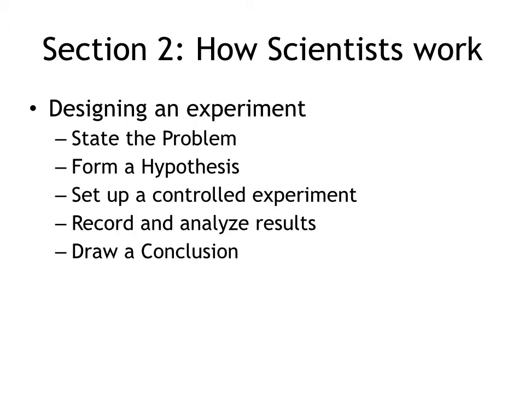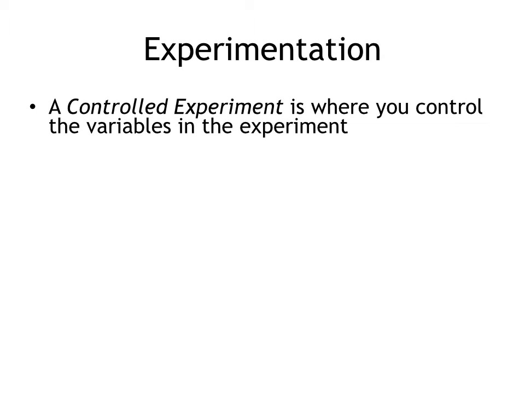Now, scientists are going to design an experiment. They're going to first state the problem, second, form a hypothesis, third, set up a controlled experiment, fourth, record and analyze results, and finally, they're going to draw a conclusion. Now, this process is going to be very important to you because there are going to be questions about it on your Regents exam.